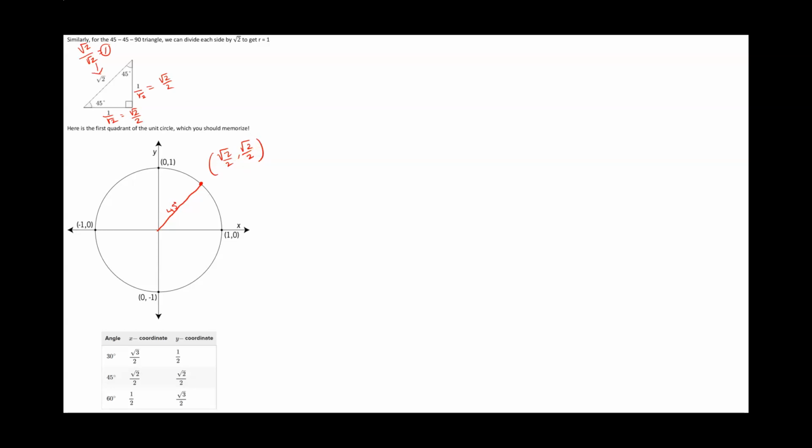So for 45 degrees, let's start with cosine. The cosine of 45 degrees is going to be the x value of this ordered pair, which is radical 2 over 2. The sine of 45 degrees is going to be the y value, which is radical 2 over 2. And then the tangent of 45 degrees is going to be the y value, the numerator, and the x value, the denominator. That's radical 2 over radical 2, which is just going to be 1. Okay, that's for 45 degrees.